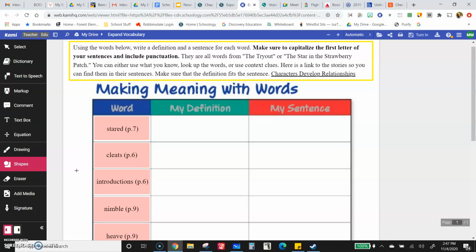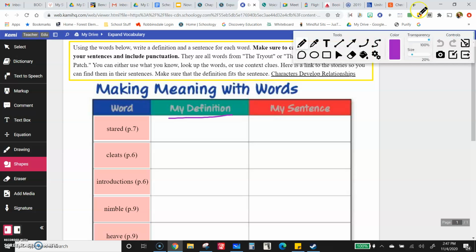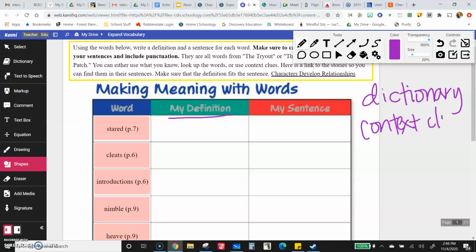For the definition part, remember you can use a dictionary to figure it out. You can use context clues from the sentences around it, or you can use word parts if you happen to recognize a part of the word and connect it to that.